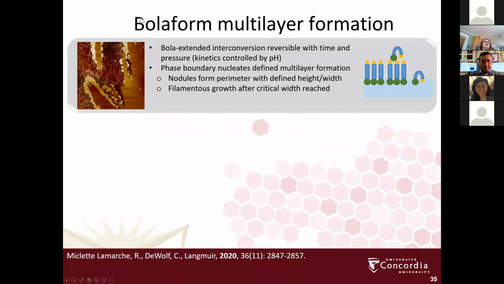So in our case, we have a Bola to extended interconversion that's reversible with time and with pressure, and the kinetics can be controlled by pH. And that phase boundary between the Bola and the extended nucleates a defined multilayer formation, with nodules that form a perimeter around them, they coalesce, but they always have this defined height and defined width. And after that critical defined width is reached, then you get this filamentous growth. And if anyone has suggestions for me on what is driving that filamentous growth, I would love to hear it.